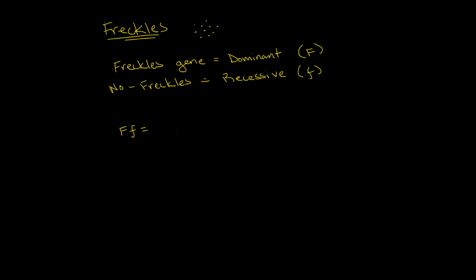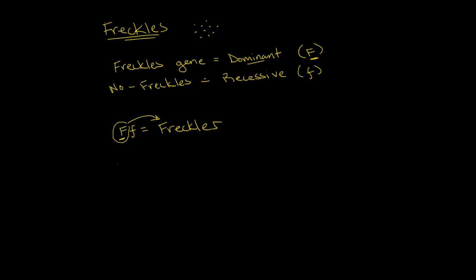Okay, so the answer to this question is that the baby will have freckles. And the reason is that because the freckles is dominant, this capital F, it will always show up no matter what the other copy is. So the baby had 1 freckles gene, and so the baby will have freckles.